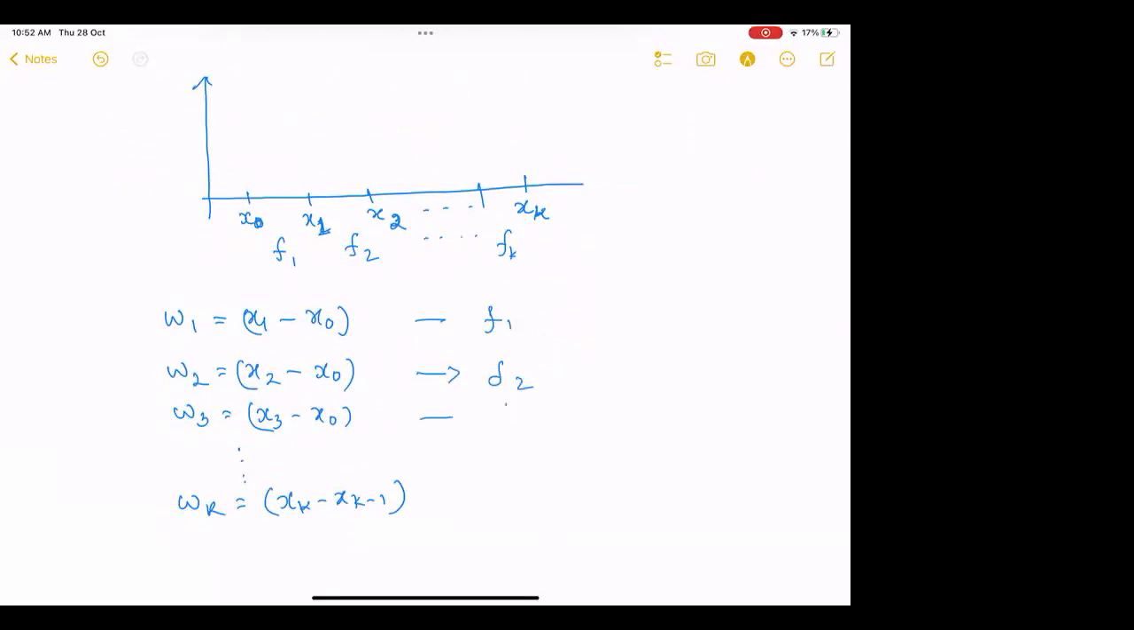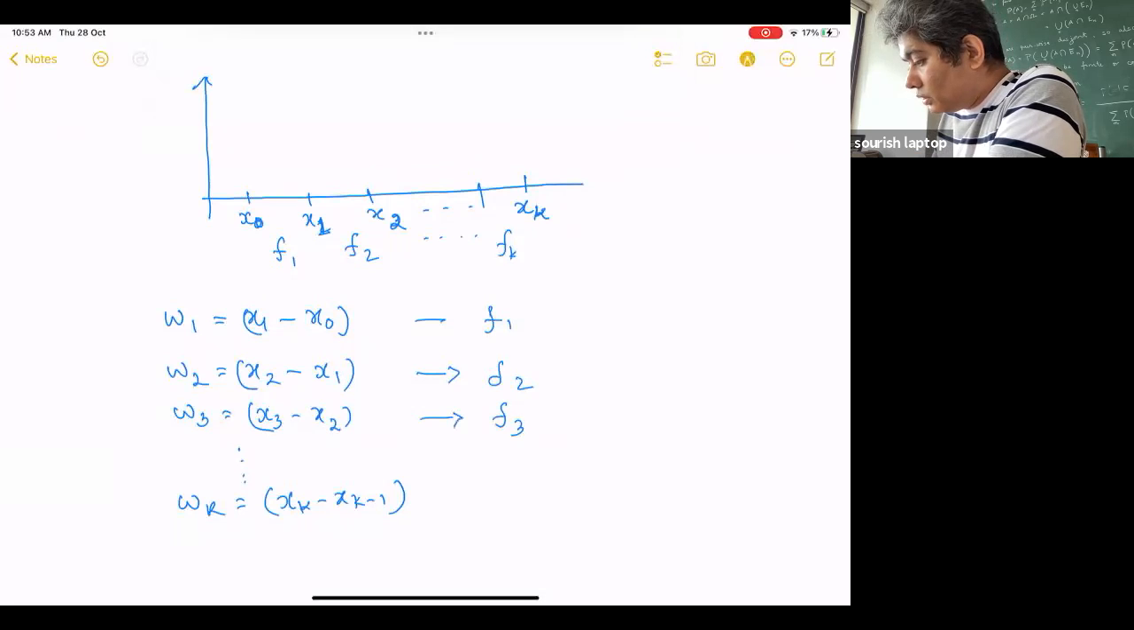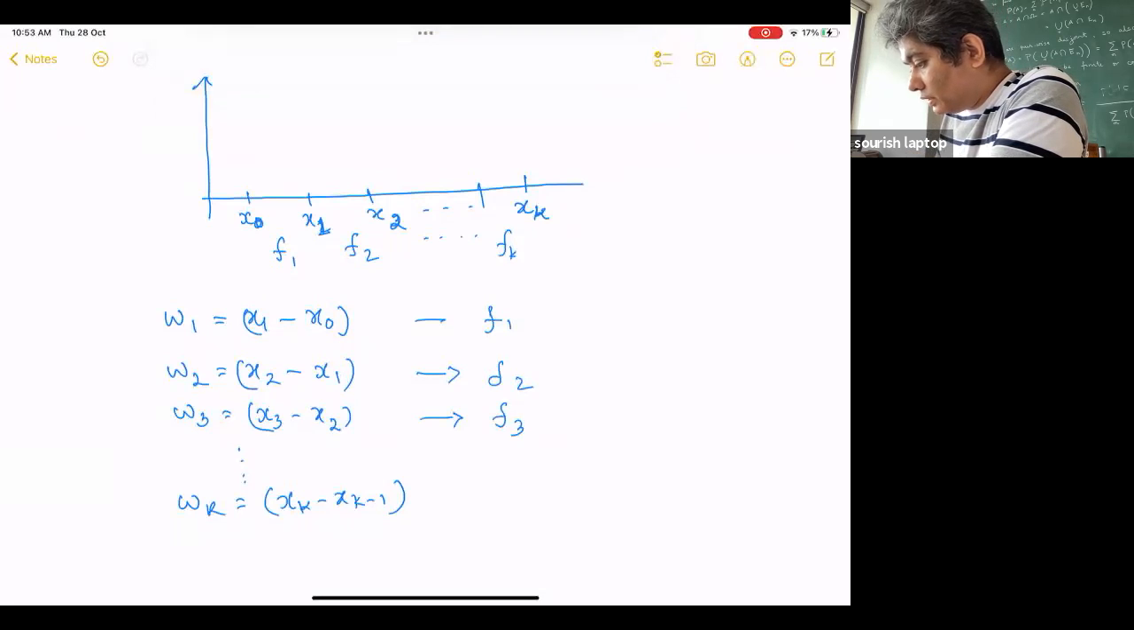Sir, I think W1 and W2 have some error. x2 minus x1 should be there, right? So x2 minus x1, x3 minus x2. Yeah, thank you. So this f3 is the frequency corresponding to W3, and in the same way, fk.